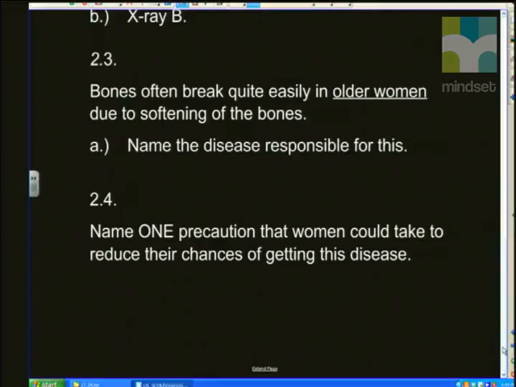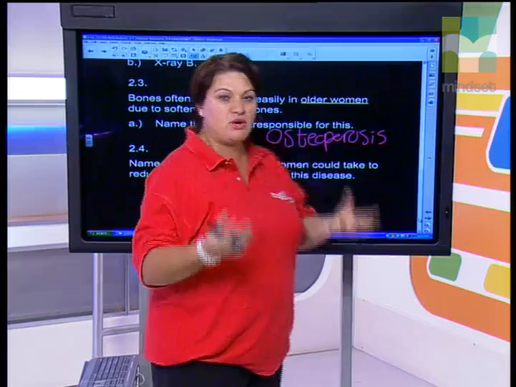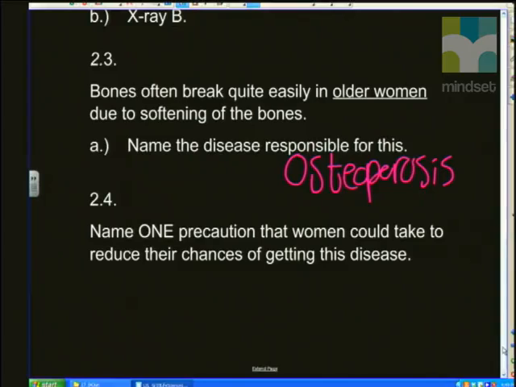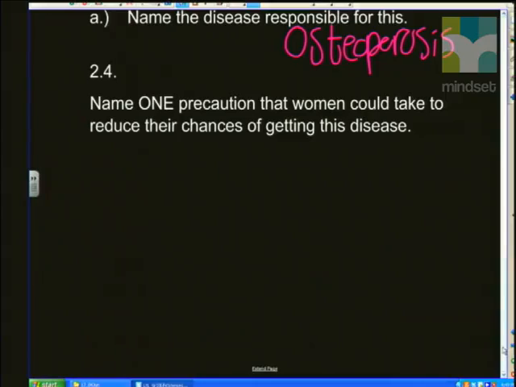We're going to look at it later. It's called osteoporosis. That's in older women when all the calcium starts to move out of their bones and it makes the bones weaker. It says one precaution. What should you do? Go back to our biochemistry. What nutrient was needed to keep our bones healthy? Calcium.